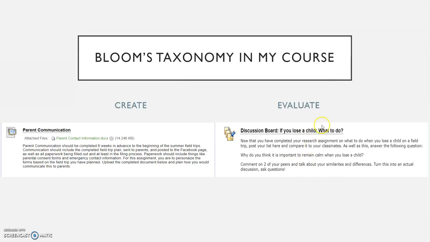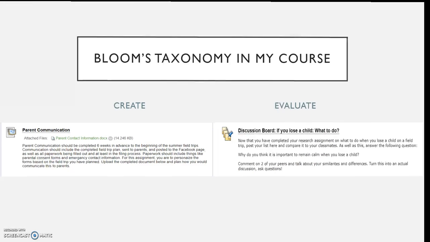And then evaluating, they're thinking of a situation and then evaluating what they would have to do and thinking about the things that they've learned from the resources that I provided.